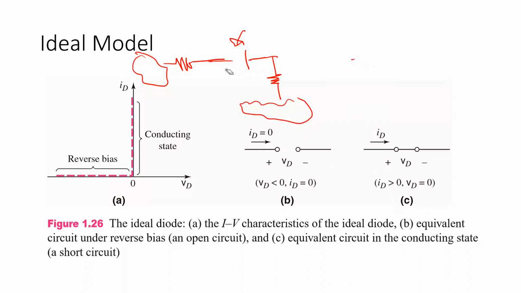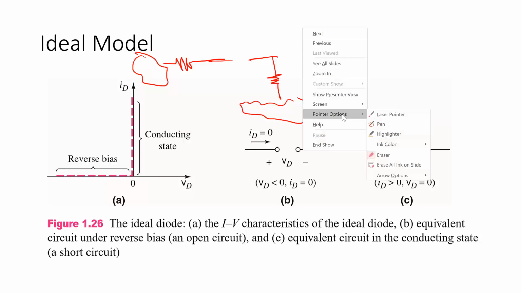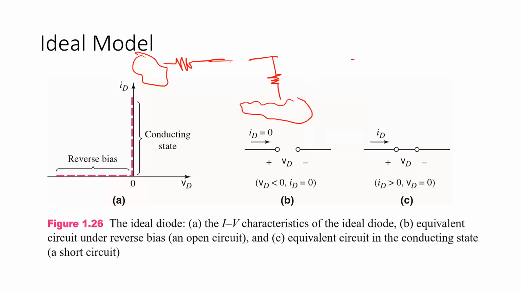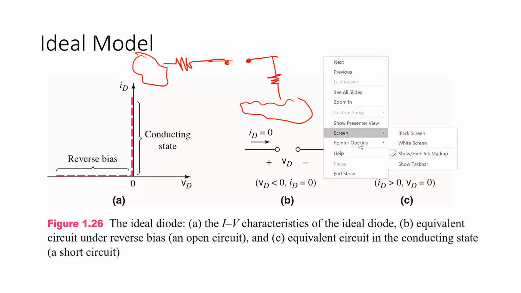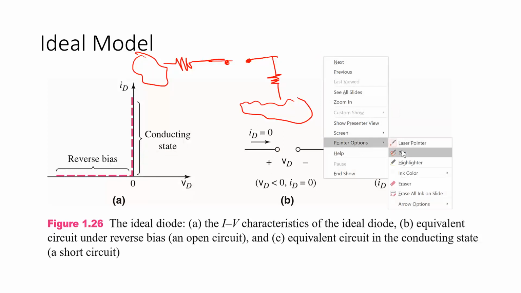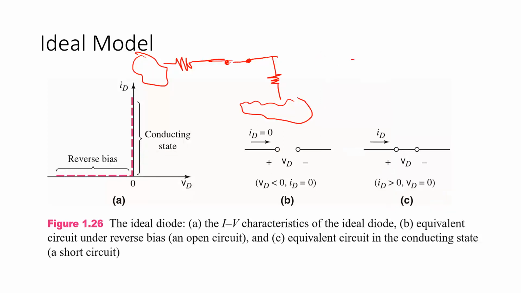I can just replace it with an open circuit. Okay, but if I were to decide that it is forward biased, then it will become a short circuit. We'll just replace it like that. That is as simple as that. Okay, this is the ideal model.